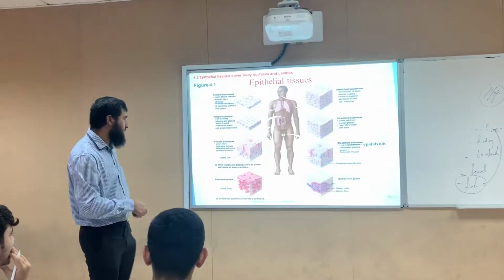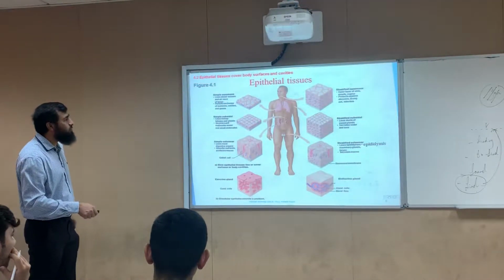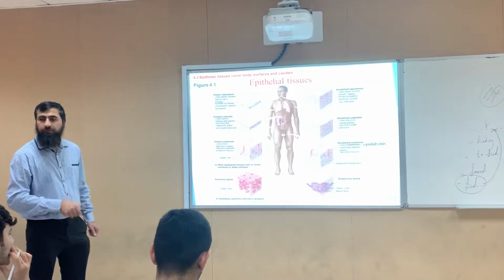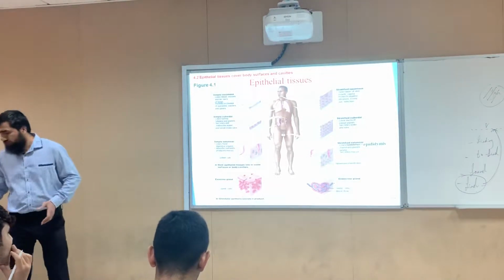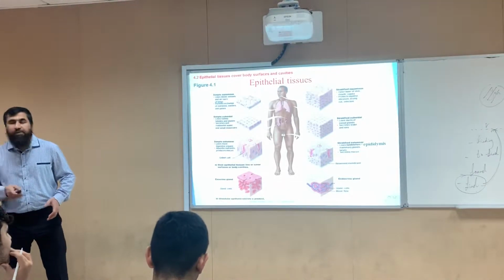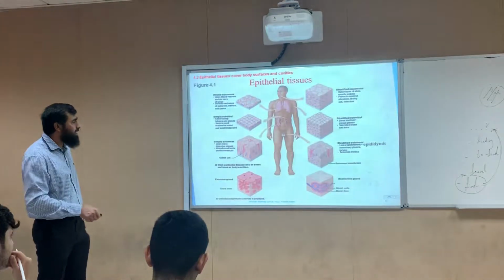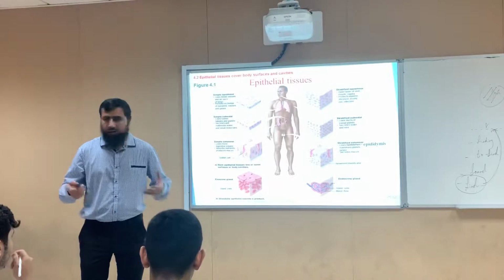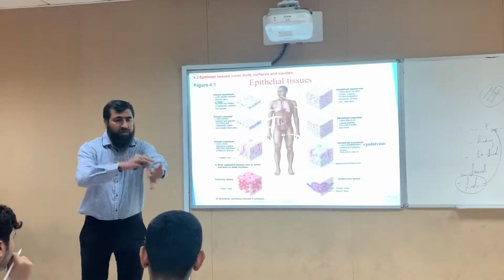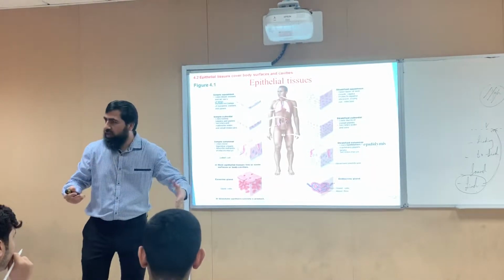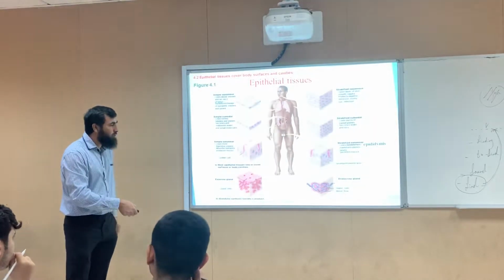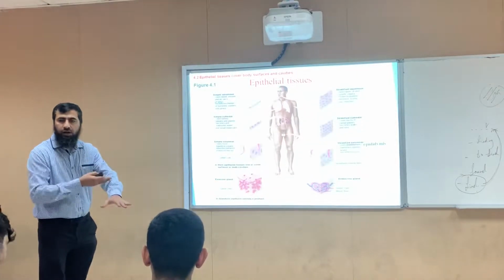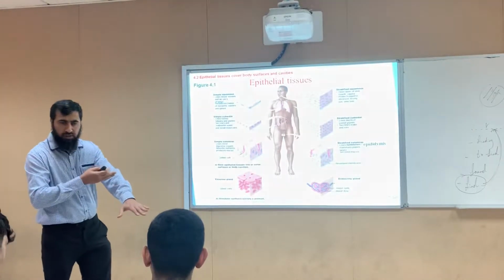So we'll talk about that later as well. If you look at all the cavities and the surfaces of the body, we find epithelial tissue. It's very important. Sometimes epithelial tissue can also act as glands, the endocrine and exocrine glands. So sweat glands, you sweat on your skin, these are glands. These glands are made up of epithelial tissue. They secrete the water and the ions that you get on your skin when you sweat.